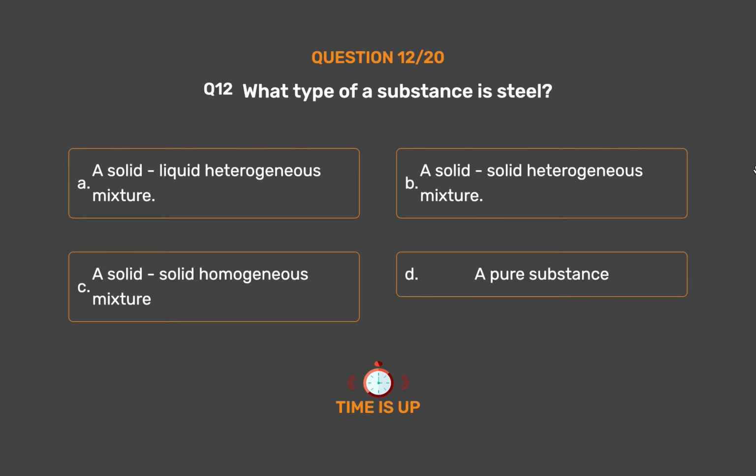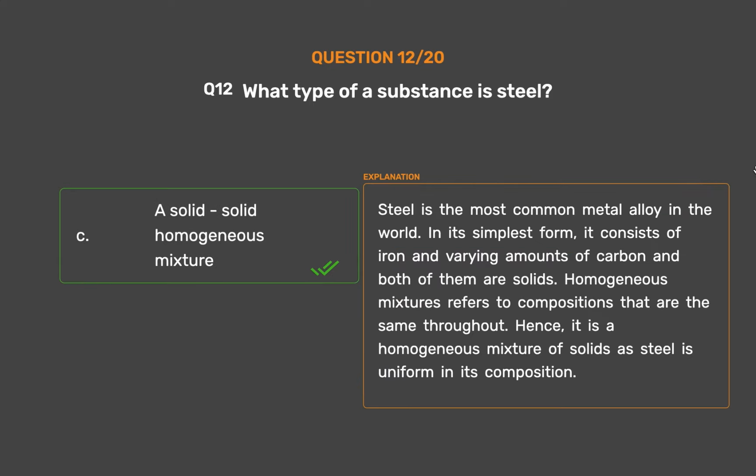The correct answer is Option C. A solid-solid homogeneous mixture. Steel is the most common metal alloy in the world. In its simplest form, it consists of iron and varying amounts of carbon, and both of them are solids. Homogeneous mixture refers to compositions that are the same throughout. Hence, it is a homogeneous mixture of solids as steel is uniform in its composition.